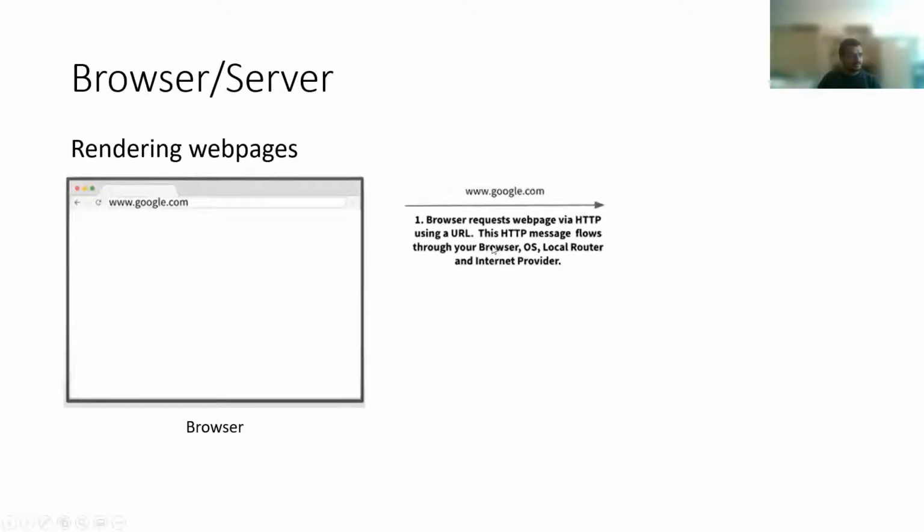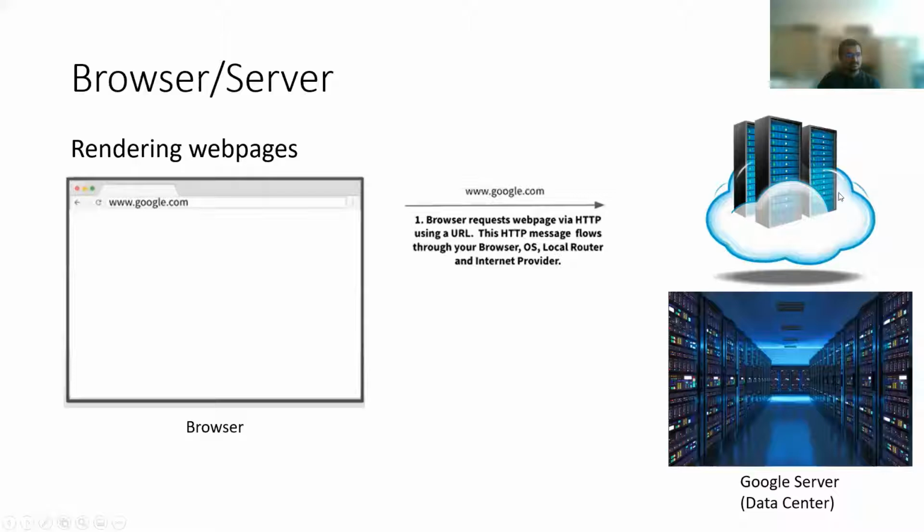Then what happened is the browser requests the web page by HTTP using this URL, right? That message flows through your browser, OS, local router, and internet provider. So basically, this is going through the cable or Wi-Fi connection you have, and then going to the server. They have this addressing system that you can learn more in the computer network courses. And this address makes sure that the right request is going to the right server. Right? So it goes to the server, for example, in this case, to the Google server.